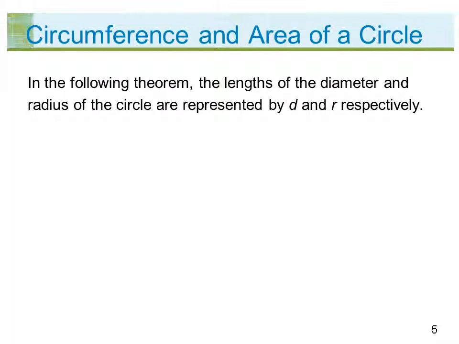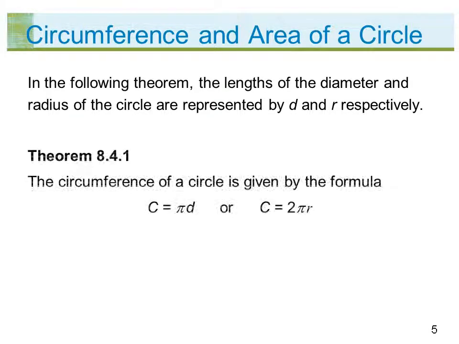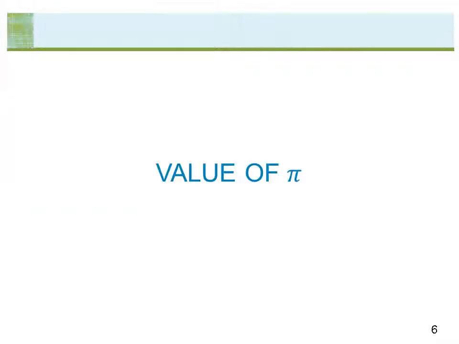In the following theorem, the lengths of the diameter and radius of the circle are represented by d and r respectively. Theorem 8.4.1. The circumference of a circle is given by the formula capital C equals pi d or capital C equals 2 pi r.